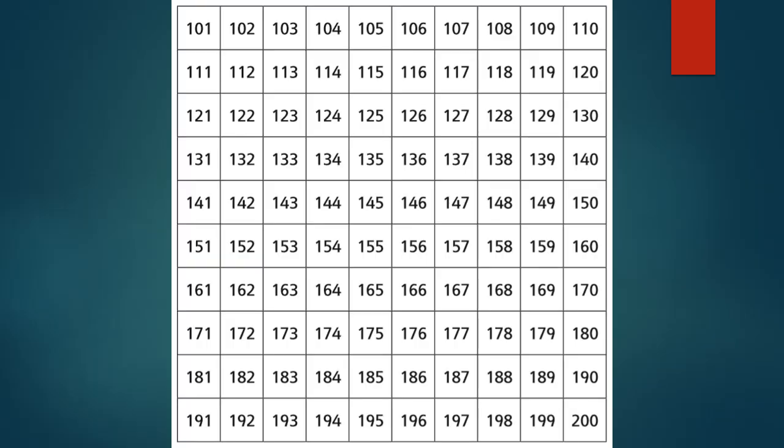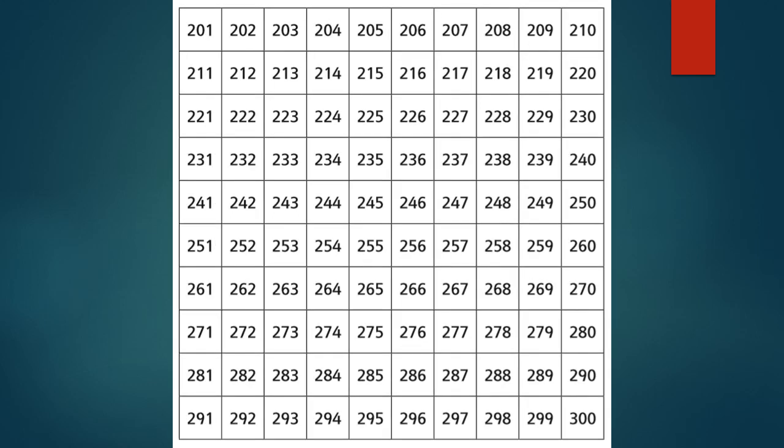See the table starting from 101. Let us write the numbers up to 200. Similarly, we can write the rest of the numbers up to 999.